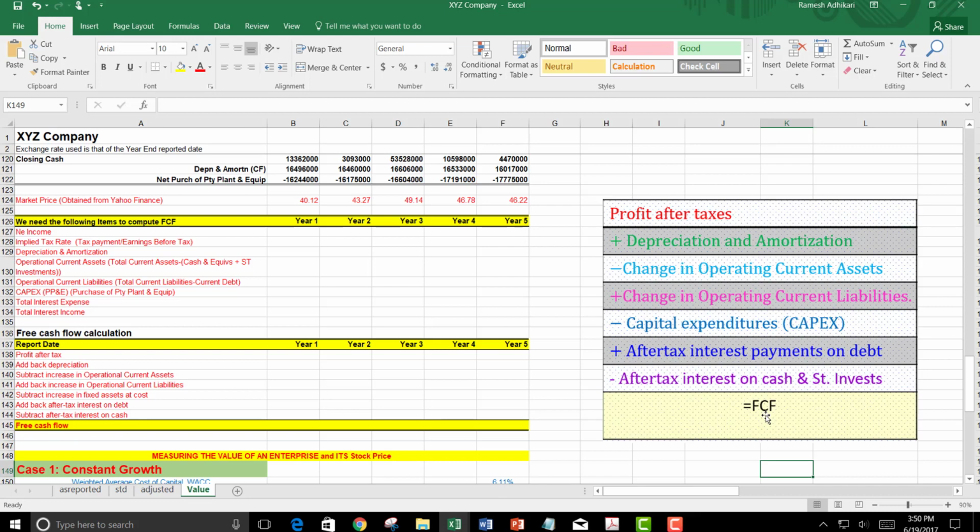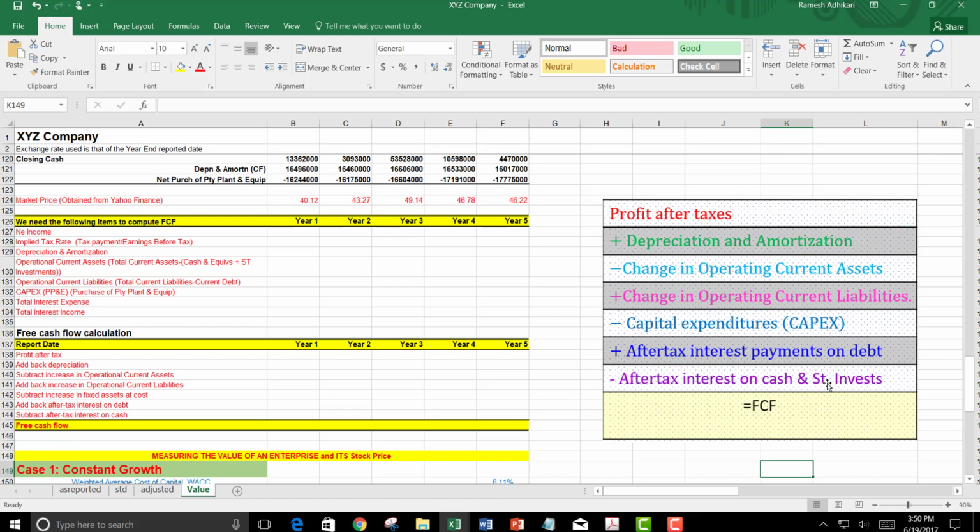free cash flow. So I always start with profit after taxes and I add depreciation and amortization, subtract change in operating current assets plus change in operating current liabilities minus capital expenditure plus after tax interest payment on debt minus after tax interest on cash and short-term investment. And this is the definition I'm going to follow to compute the free cash flow.